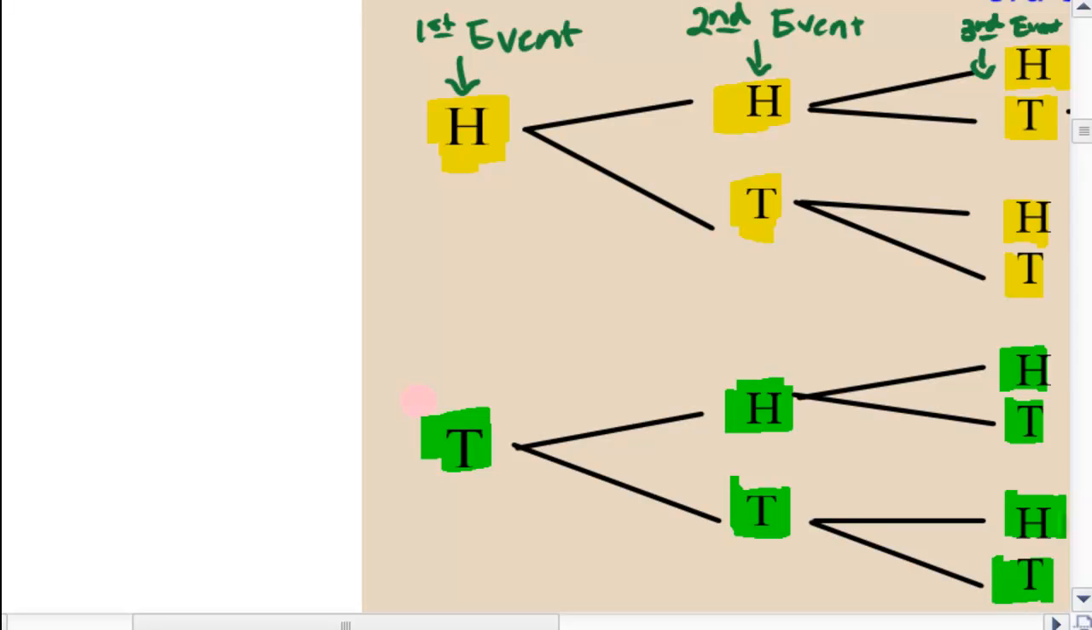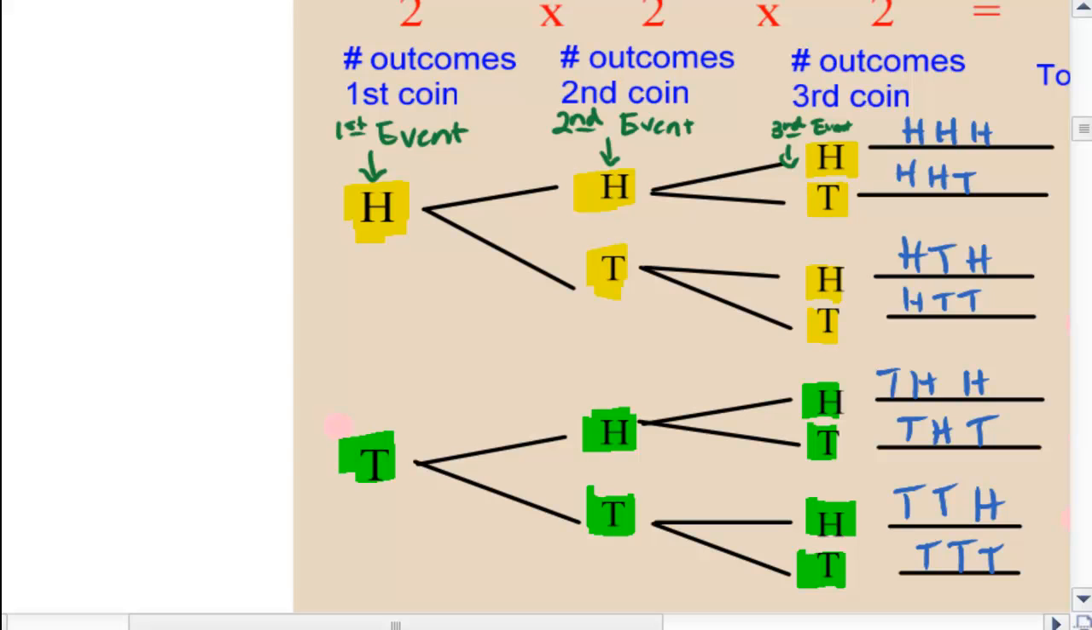To summarize, you write all the outcomes for the first event, branch all the outcomes for the second event off each of the outcomes for the first event, and then you keep repeating this process. You always branch all the outcomes for whatever event you're on off of all the outcomes from the previous event. And then this comes together to give you all of your outcomes to list.